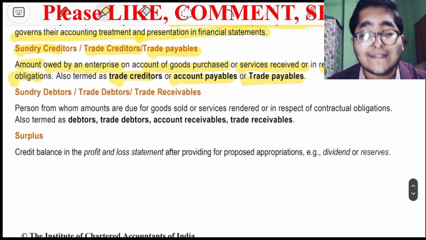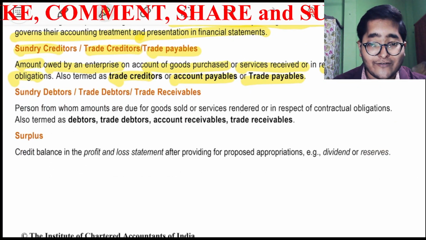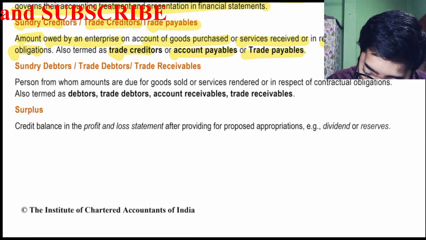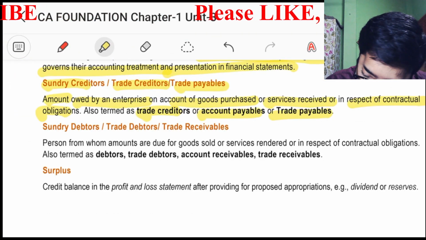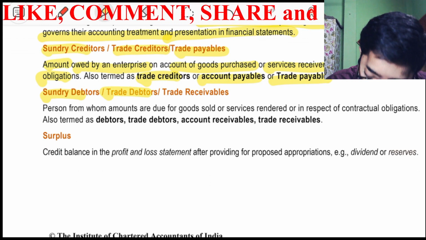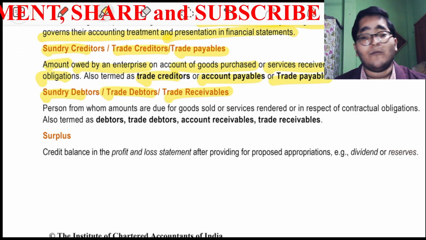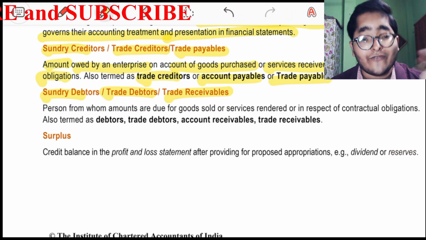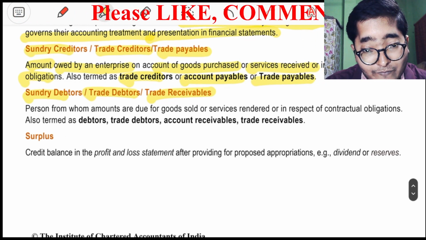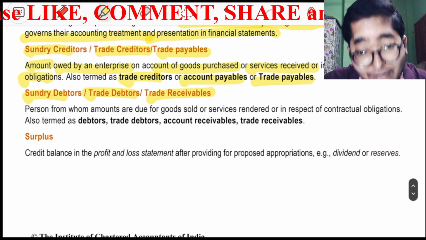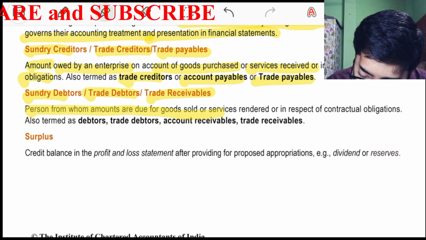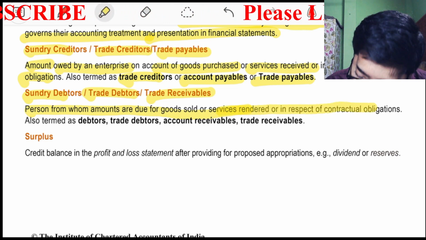Our next topic is sundry debtors, just the opposite of sundry creditors. Sundry debtors, trade debtors and trade receivables are almost the same, similar to each other, only different terms. Sundry debtors are persons from whom amounts are due for goods sold or services rendered and in respect of contractual obligations.